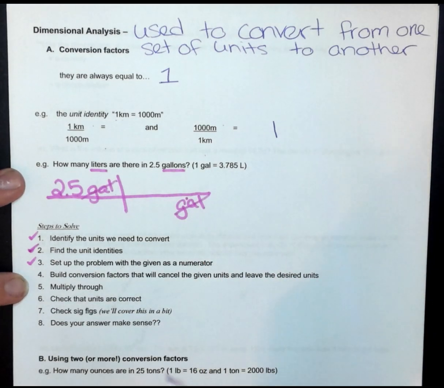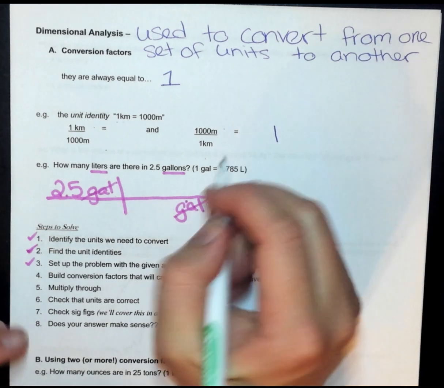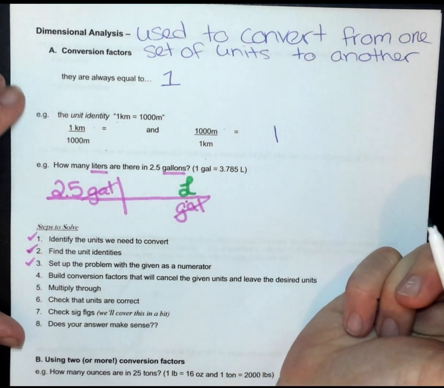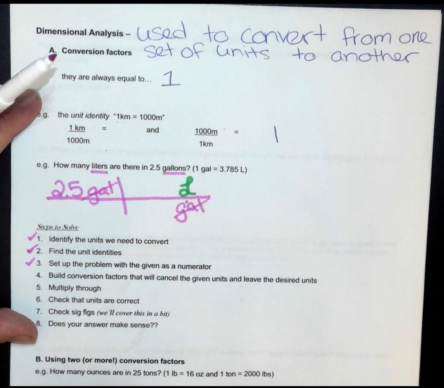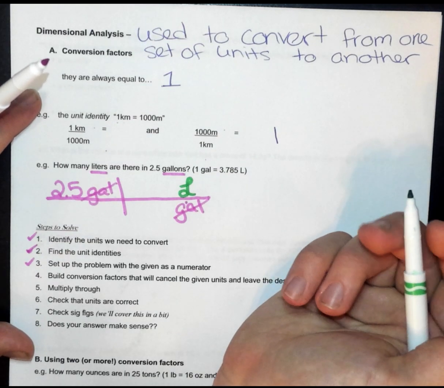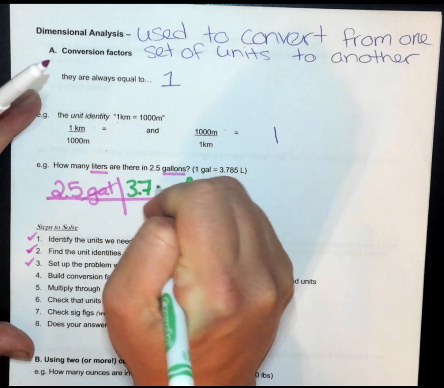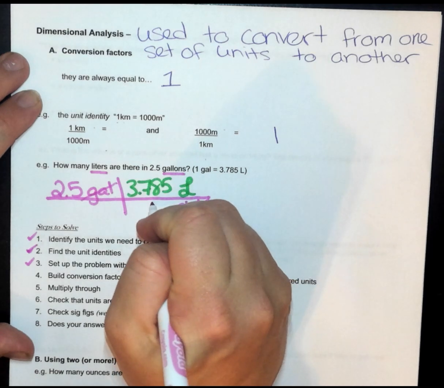Now I'm looking at what am I trying to go to? In this case, we're trying to go to liters. So I'm going to put my liters on the top. So gallons have canceled, and I'll be left with my answer in liters. Now I'm just going to plug in my numbers. 3.785 liters is equal to 1 gallon.